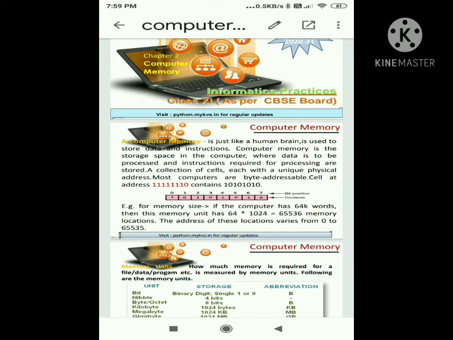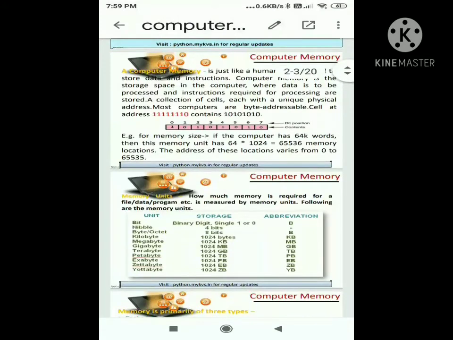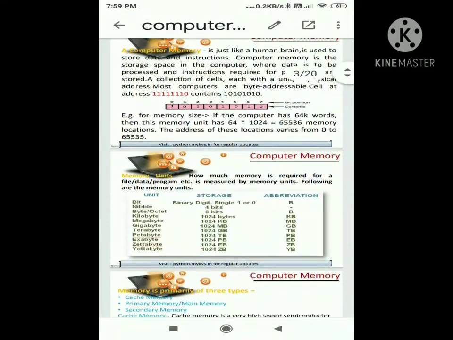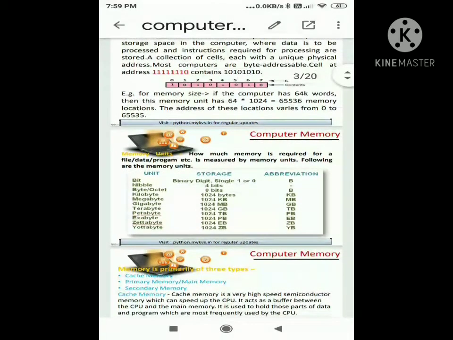Now move on to the second topic. It is memory units. As we know, memory is measured by some units like kilobyte, megabyte, gigabyte, terabyte, petabyte. So let's see what the types of units are. The first one and the smallest one is bit, that is BIT. It has a storage of 1 or 0 and it is abbreviated as b.